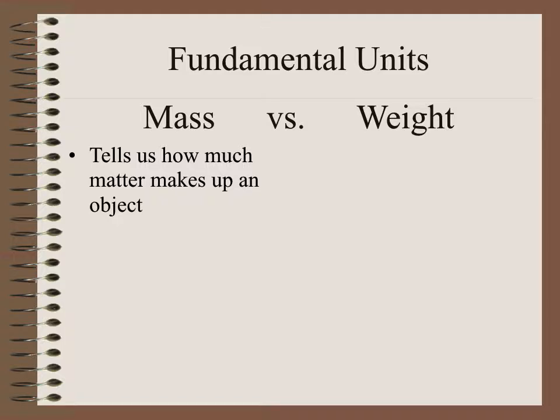Mass tells us how much matter makes up an object. In other words, this is how many molecules or atoms are inside an object. The mass of an object doesn't change regardless of where it is located. It is always going to be the same amount of matter in the object. The MKS unit for mass is the kilogram.